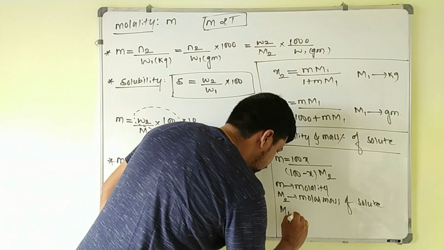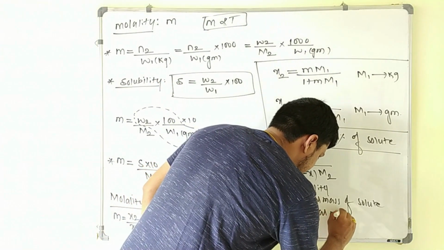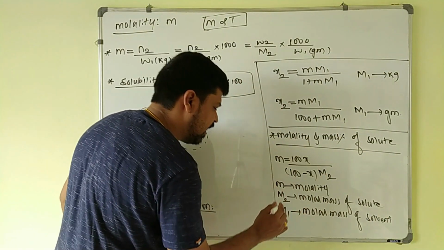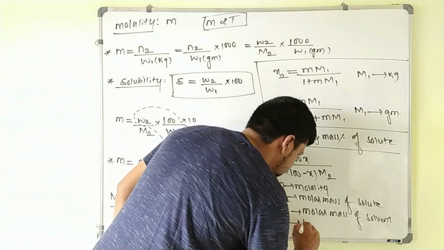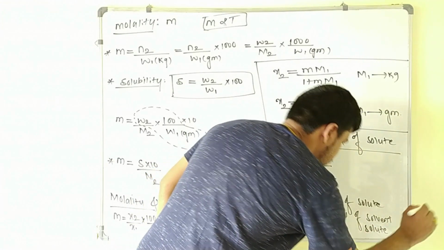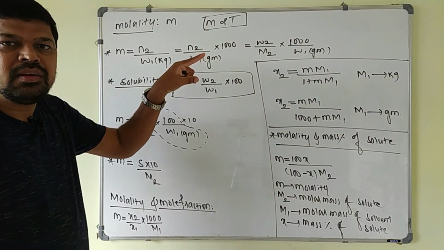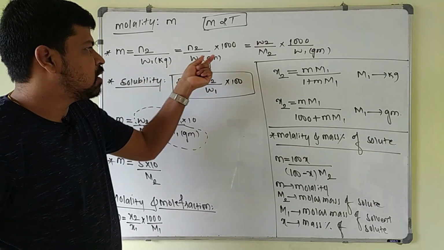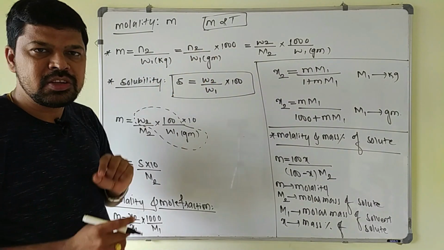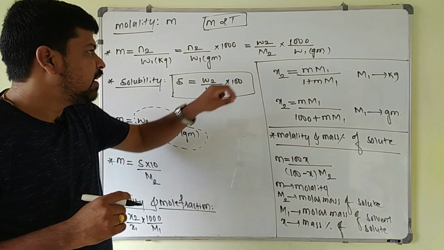capital M1 is the molar mass of solvent. In this formula, x is the mass percent of solute. Small m is molality, capital M1 is the molar mass of the solvent. Always keep in mind 1 corresponds to the solvent and 2 corresponds to the solute here. M2 is the molar mass of the solute, M1 is the molar mass of the solvent.